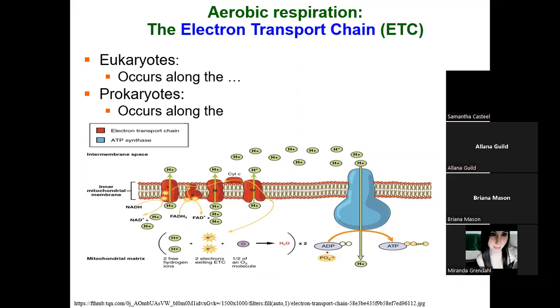When the electrons move from one protein in the chain of proteins to the next, they give some of the proteins, meaning this one, that one, and that one, the energy the protein needs to pump hydrogen ions from this side of the membrane to that side of the membrane.